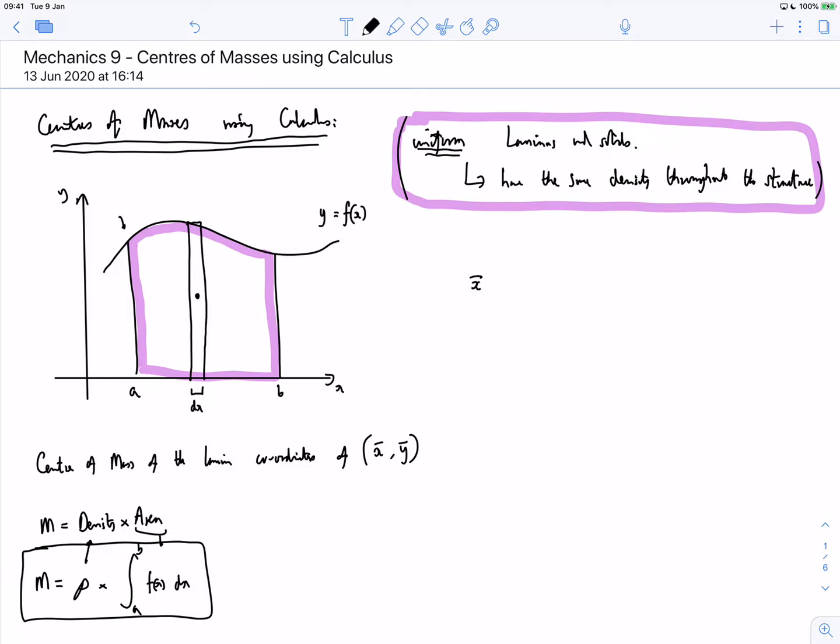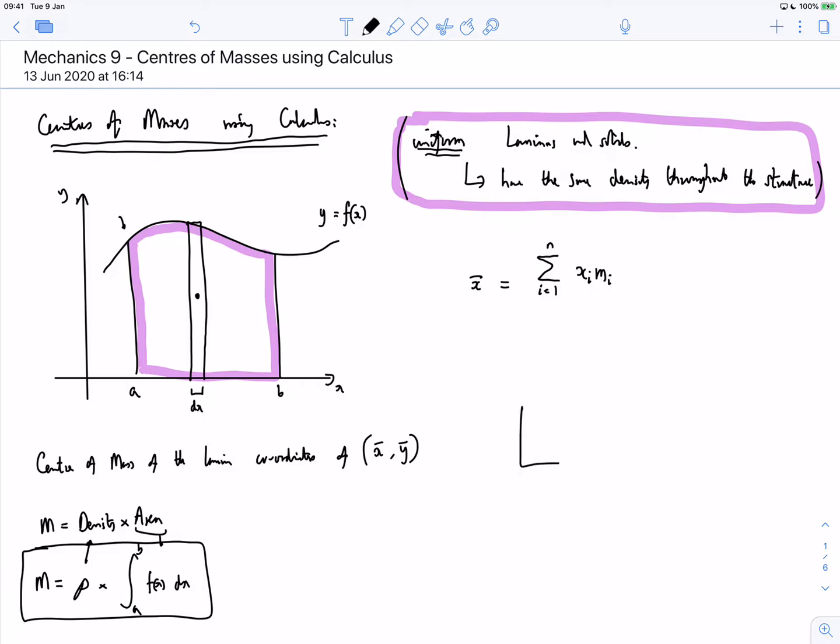Well, if we remember what we were talking about last time, x bar is just going to be the sum from i is 1 up to n of every x coordinate of the centre of mass times by that particular mass of an object. Okay, why is that?